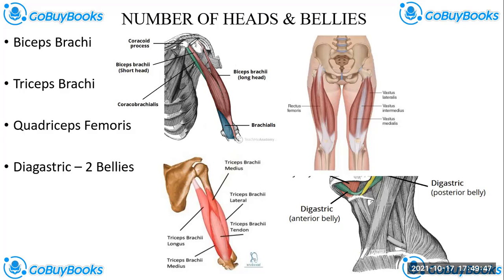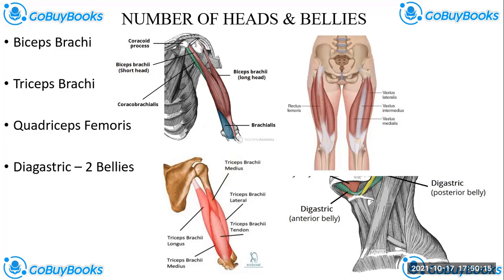the number of heads and bellies. Muscles have a body, which is what they call the belly. For example, we have the biceps brachii. This is the most popular muscle, at least. Even people that have not done upper limbs, chances are high that you've heard of biceps brachii once or twice before in your life.